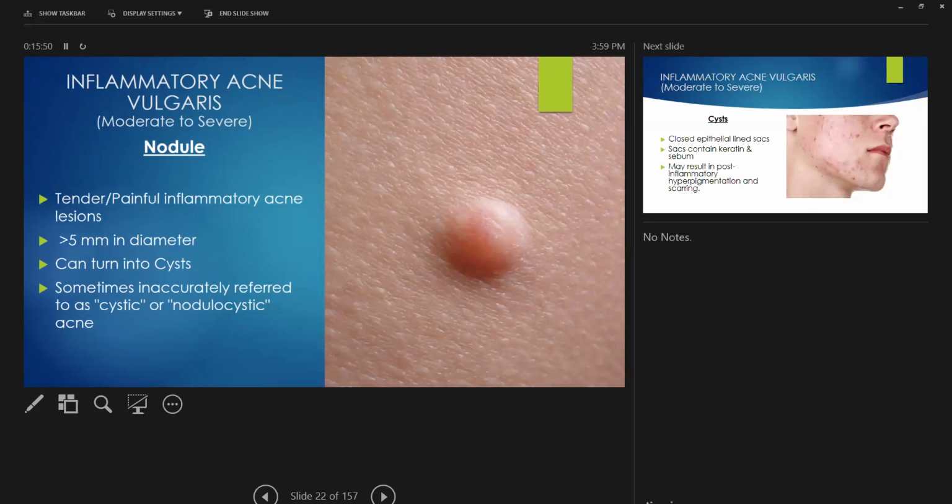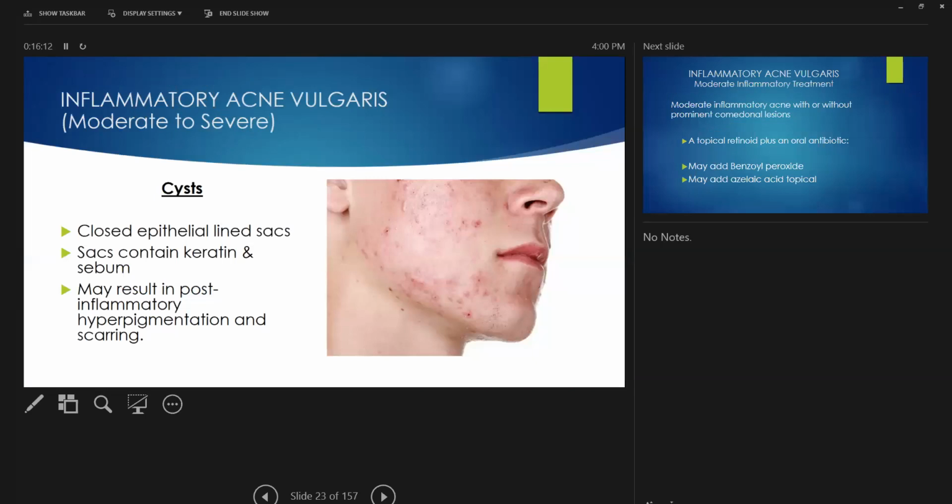So this is the nodular acne, tender, painful, inflammatory acne lesions. They should be less than 5 millimeters in diameter. They can, however, turn into cysts, sometimes inaccurately referred to as cystic or nodulocystic acne. So cystic acne is actually more severe, so we'll talk about that next.